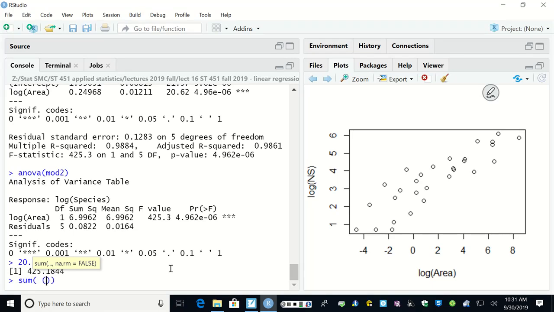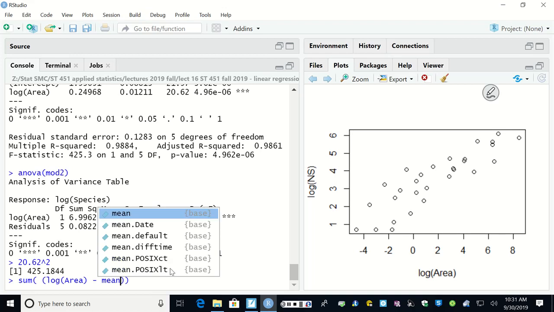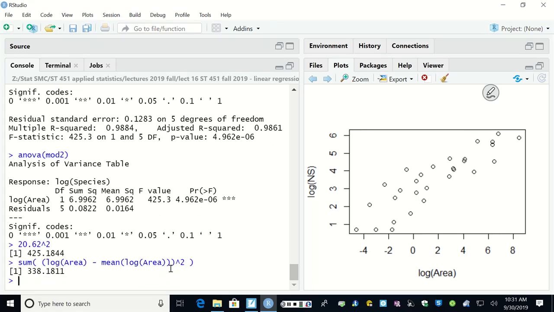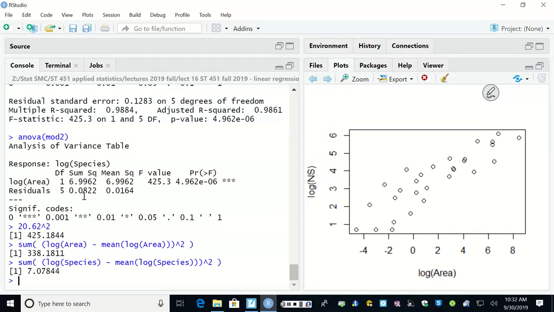The sum of, let's see, it's log of area minus the mean of log of area. That's what I'm using as my y value. Square them. That's the total sum of squares, right, the y's minus the averages. Log species, not log of area, log of species, sorry. The outcome of species. And so the total is 6.9962 plus the tiny bit for residuals. That's there.